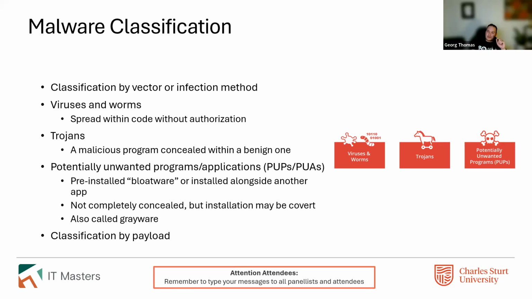Viruses and worms spread within code without authorization, so they spread from computer to computer. For example, WannaCry or NotPetya would have been classified as a worm. Even though they used an exploit, MS17-010, because they travel without authorization, they're a worm. A Trojan, as the name suggests, is hidden within something else. A piece of malicious code concealed within, for example, a spreadsheet would be considered a Trojan.